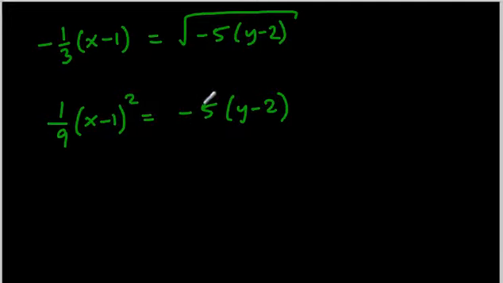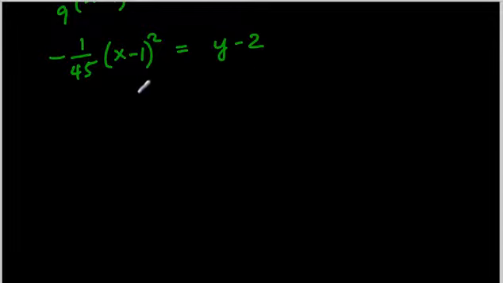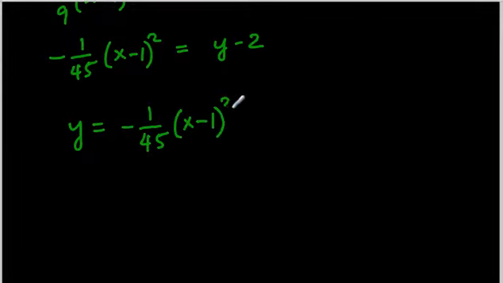The next thing I'm going to do is divide by -5. When I divide by -5, it multiplies the denominator there, so 9 times -5 is -45. So it's -1/45 times x minus 1 squared is equal to y minus 2. My last step is to solve for y. So y is equal to -1/45 times x minus 1 squared, plus 2.